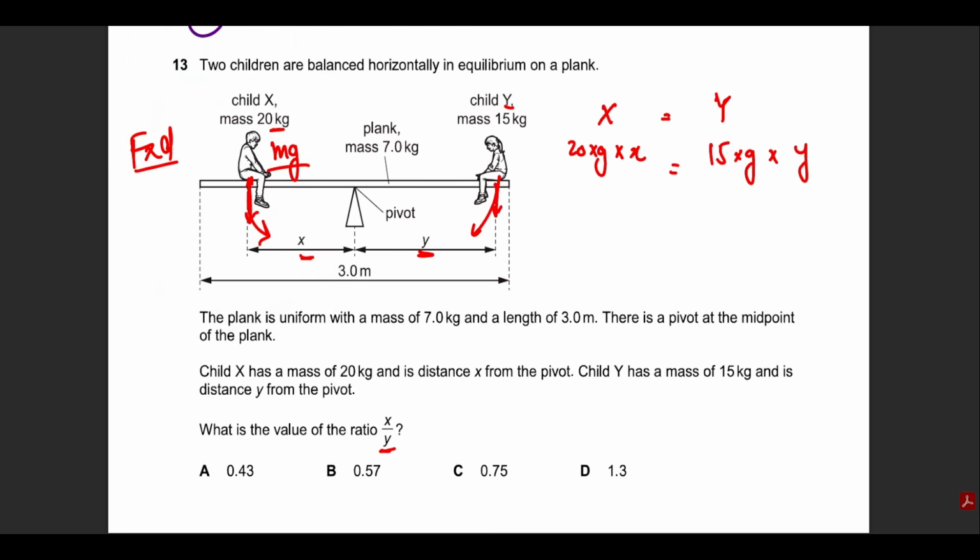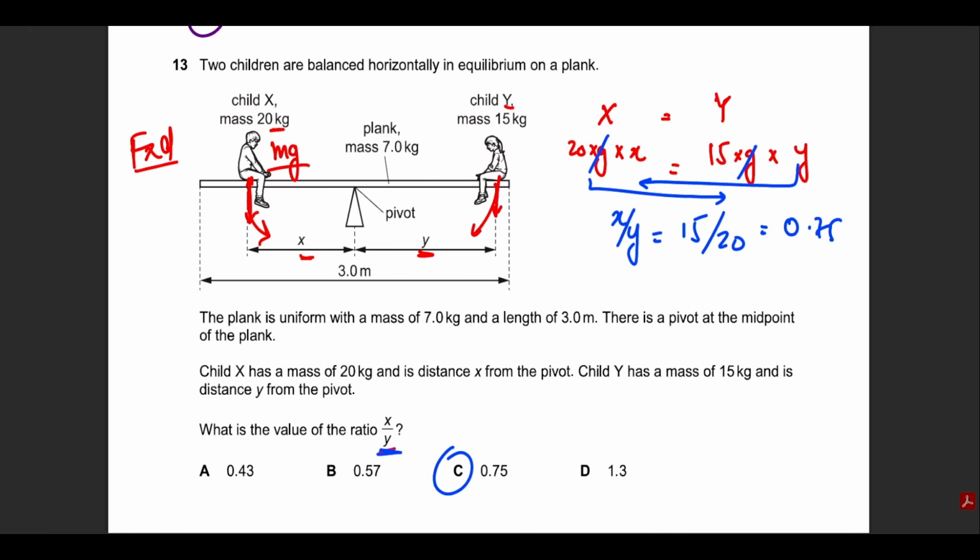Now we can very clearly see that g is going to get cancelled out, and since we want the ratio to be x divided by y, I'm going to bring y to the other side and 20 to the other side. So this becomes x over y equals 15 divided by 20, which leads to 0.75 being my answer, which is option C.